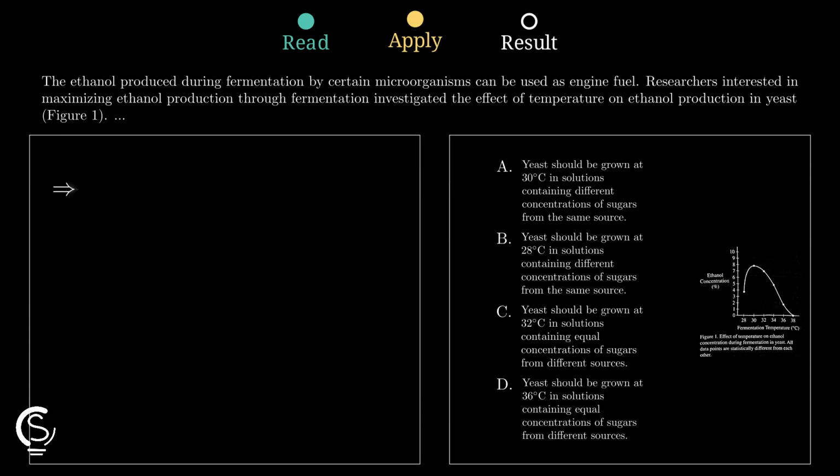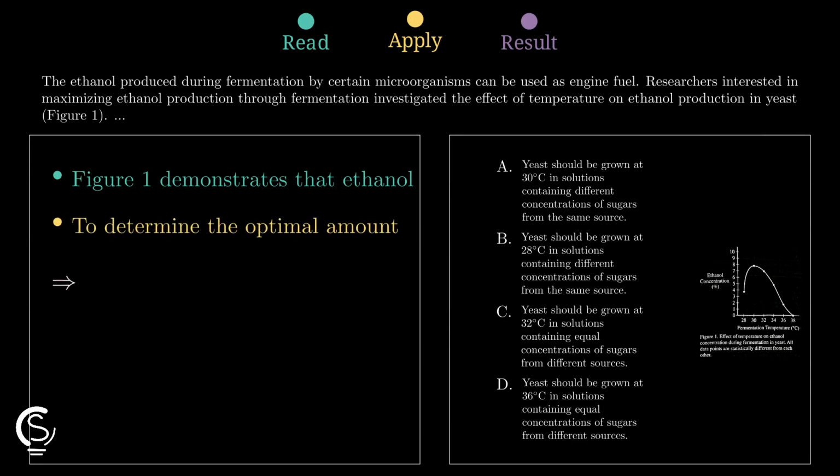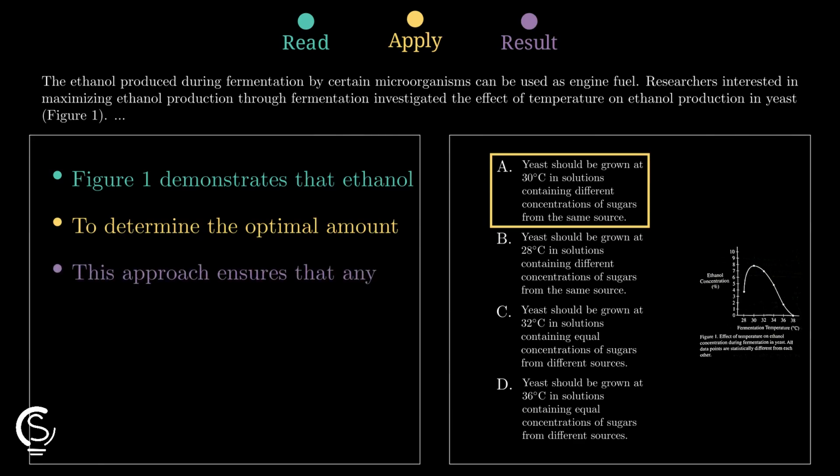To find the best sugar amount, we must keep that 30-degree temperature constant while testing different sugar concentrations. Using the same sugar source ensures our results stay consistent and accurate. This controlled approach ensures that any changes in ethanol are strictly due to sugar levels. That makes option A our final winner for this experiment.